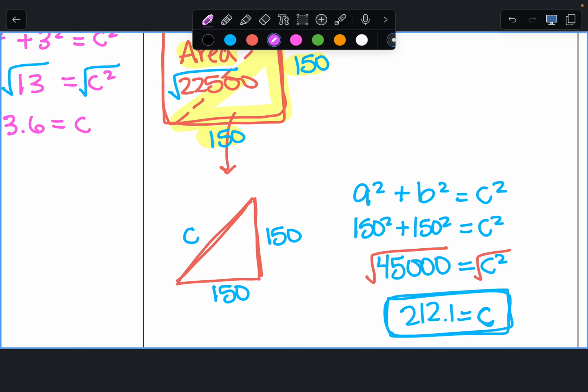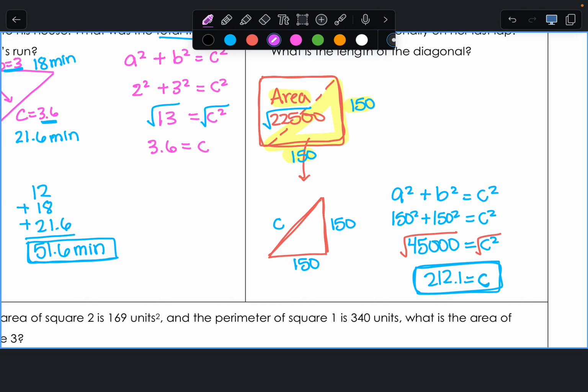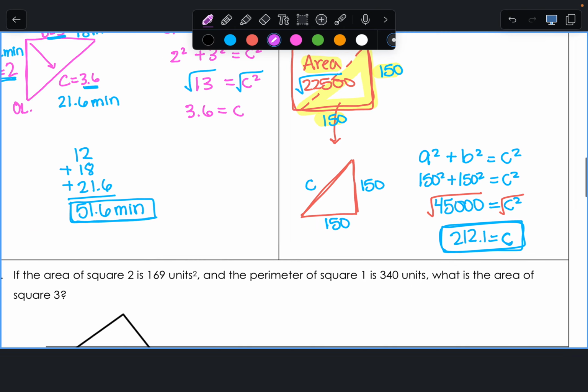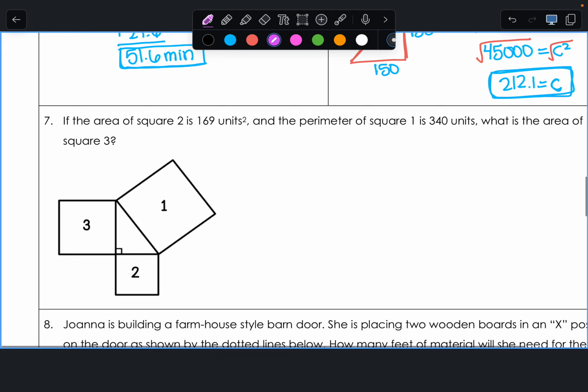Ready? Okay. Number 7. Number 7 is probably going to be the most difficult one on the assignment just because it's a mixture of a bunch of stuff of all of the lessons that we've done so far. It says the area of square 2 is 169. So if it's area, do I write that on the inside or the outside? Inside. So how do I find the side if the area is 169? Square root. So square root the 169. Oh, sorry, it says square 2, sorry. 169, 13. So each side is 13.